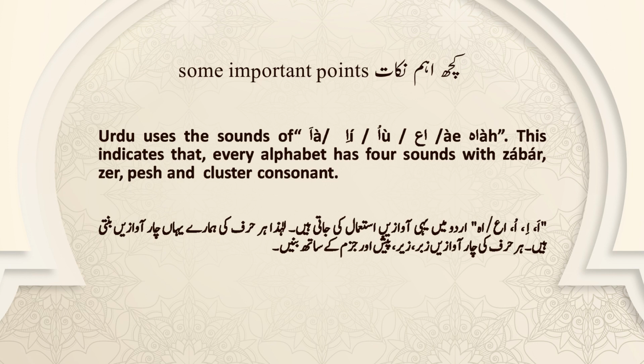And we have practiced a lot about these diacritic marks. This indicates that every alphabet has four sounds. Three with Zabar, Zair, Pesh and one with cluster consonant. And we also use long vowels. They as well work with these diacritic marks in precedence. These diacritic marks, that means Zabar, Zair, Pesh, we name them as short vowels.